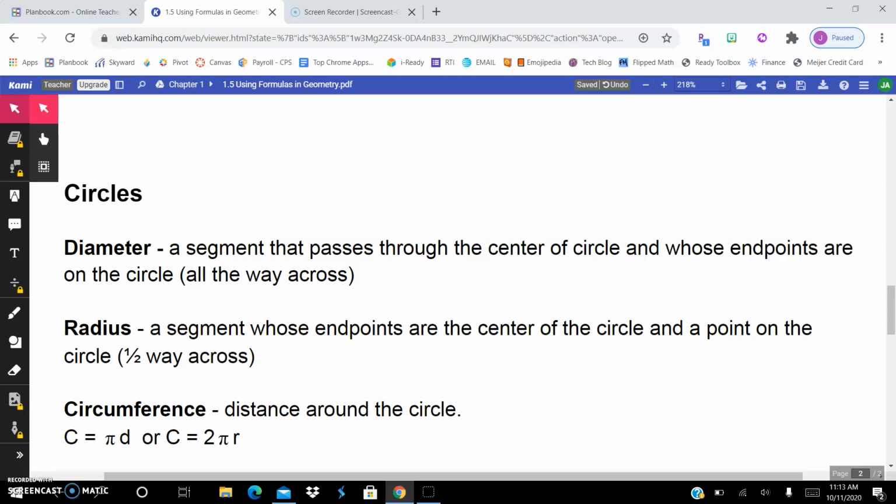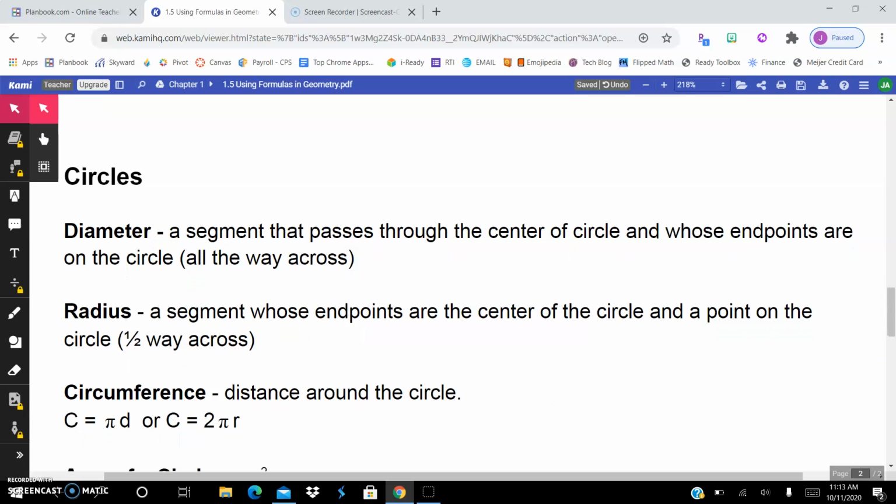And we're going to move on to circles. So a couple of vocab words here about circles. The first one is diameter. Diameter is a segment that passes through the center of a circle and whose endpoints are on the circle. So it's going to go all the way across the circle, but it's got to go through the center point.